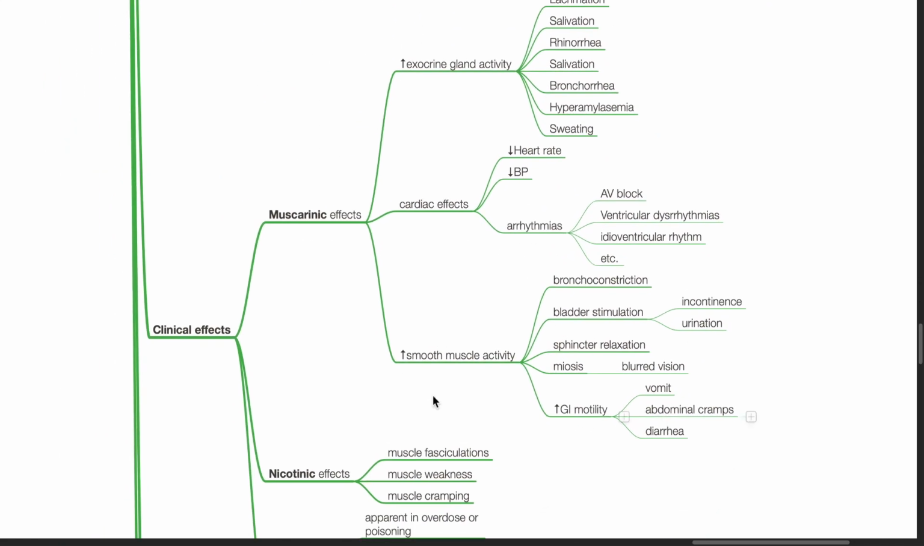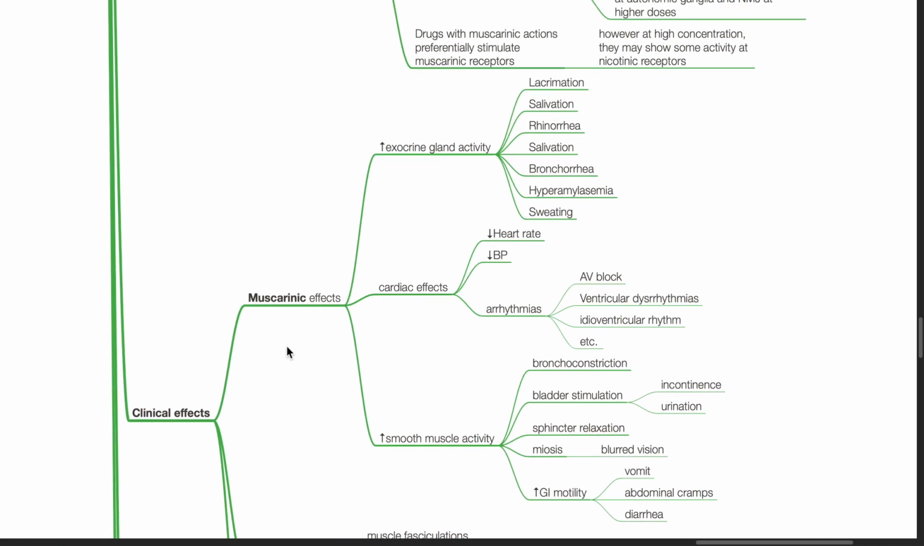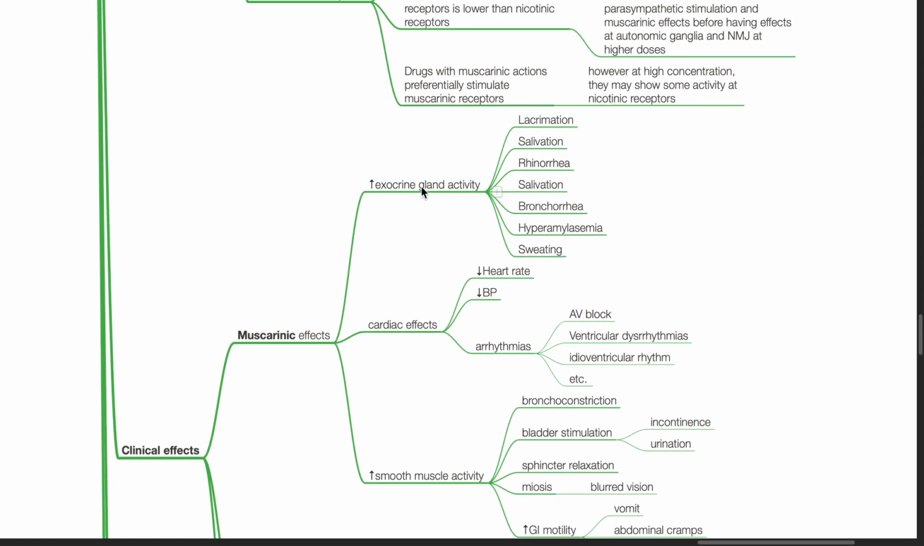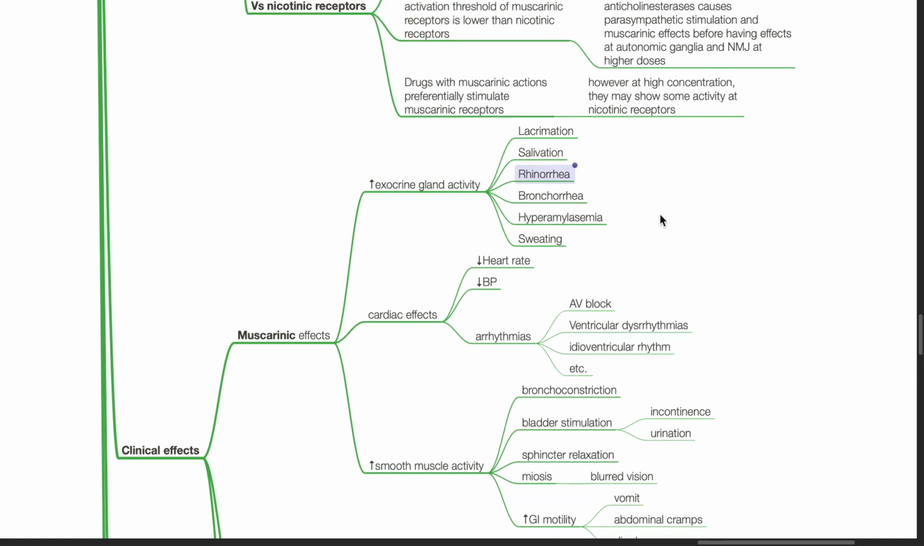Clinical effects. Muscarinic effects include increase in exocrine gland activity resulting in lacrimation, salivation, rhinorrhea, bronchorrhea, hyperamylasemia, and sweating. Cardiac effects include bradycardia, hypotension, and arrhythmias such as AV block, ventricular dysrhythmias, idioventricular rhythm, etc.